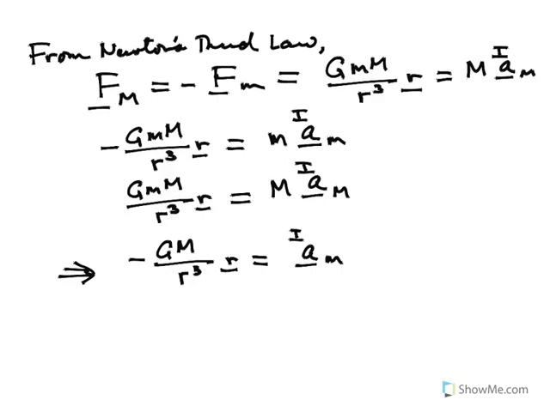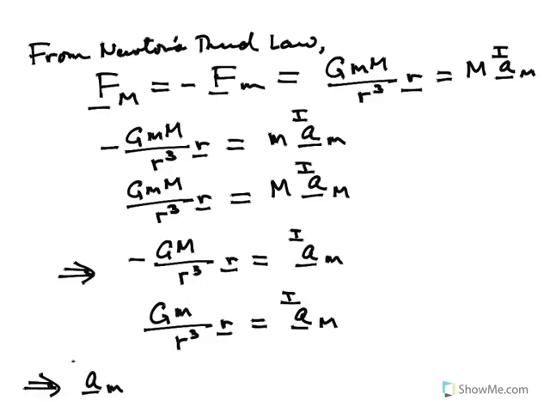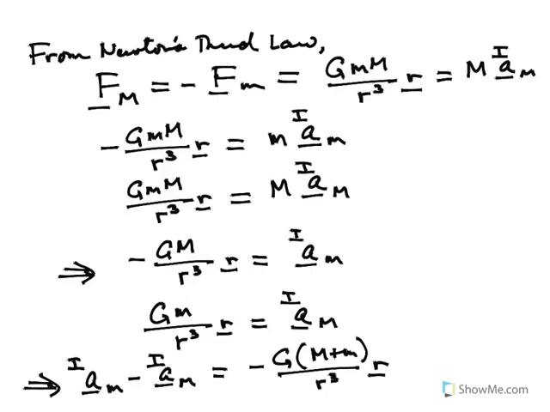Similarly, if we do that for the second equation, we divide by the mass of the planet, we get G times the mass of the spacecraft all divided by r cubed times r is equal to the acceleration of the planet. Now let's subtract these two equations. And what we get is the acceleration of the spacecraft minus the acceleration of the planet is equal to minus G times the mass of the planet plus the mass of the spacecraft all divided by r cubed times r.